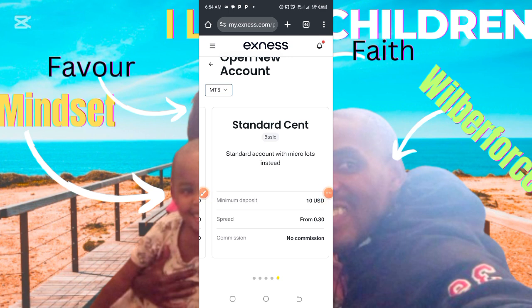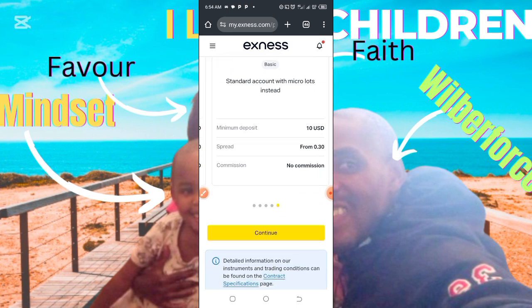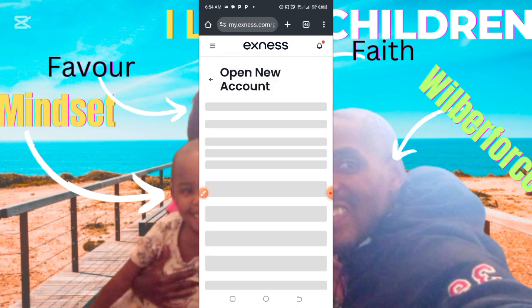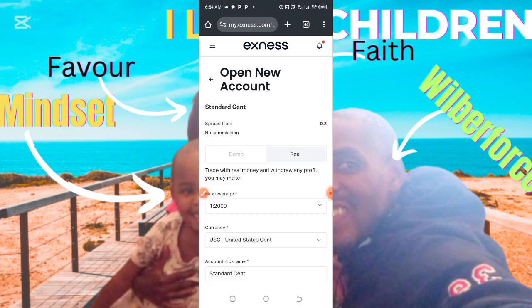So if you deposit $100, you can also multiply by 100. That means 10,000 trading capital. That is what I was trying to mean. Then after that, you click on continue, and you can choose demo or real, but real is the best one.